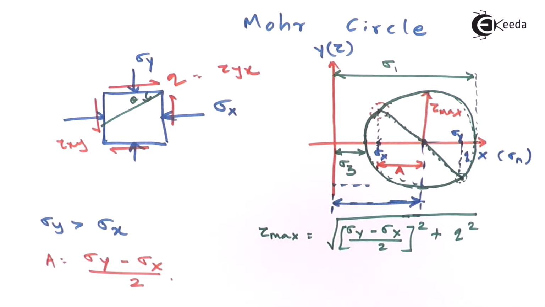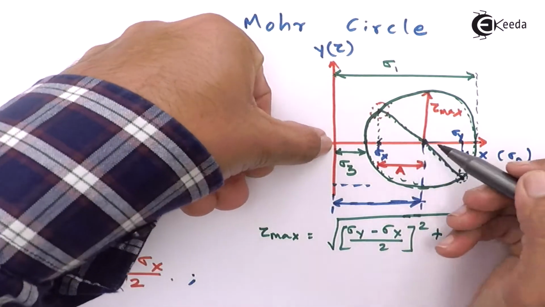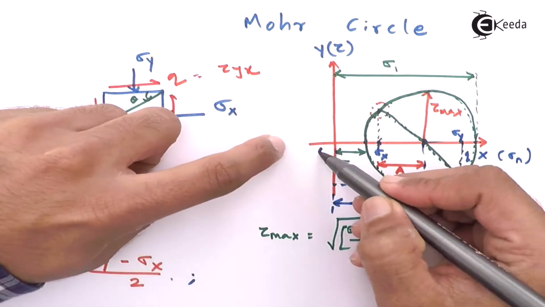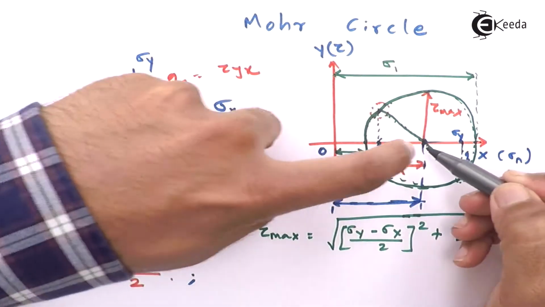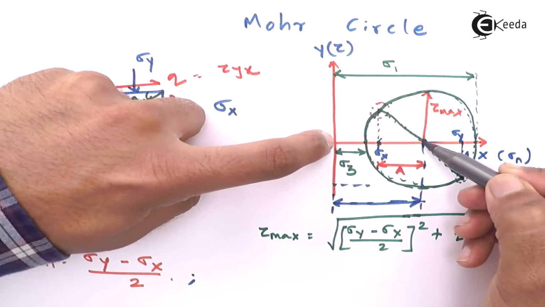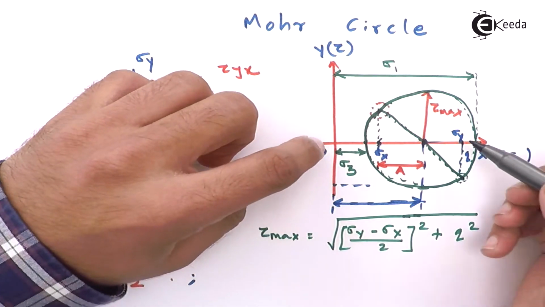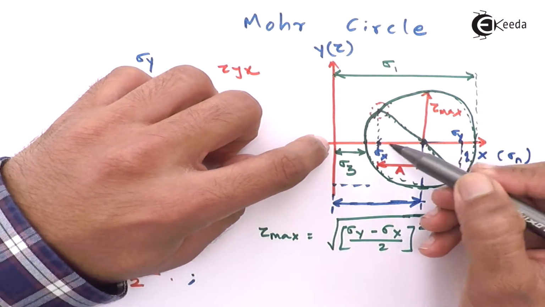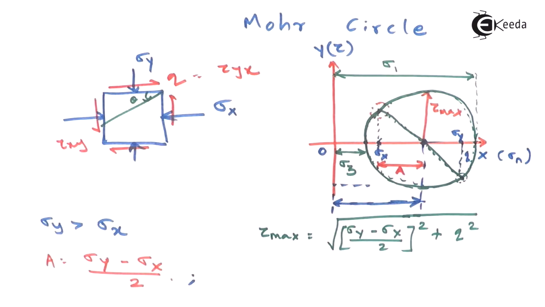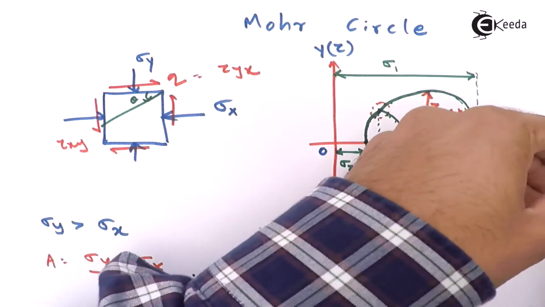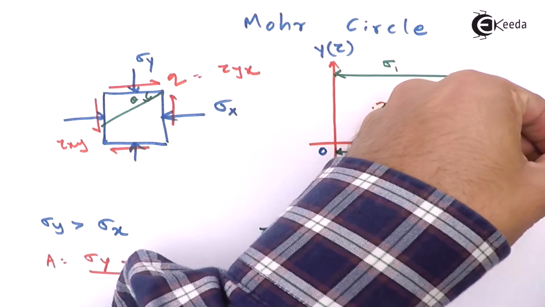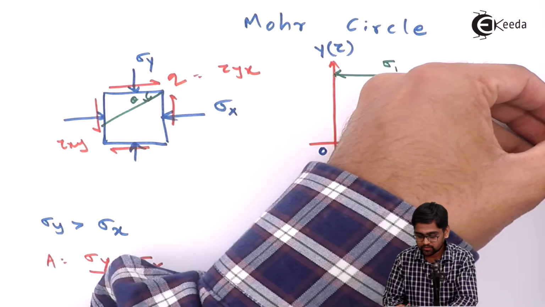So sigma x plus a. If you add the sigma x value to a, you will get the distance from the origin point O. So this distance plus the radius of the circle, you will get sigma 1, and this distance minus the radius of the circle, you will get sigma 3. So I'll write a very general expression for the major and minor principal stress from the Mohr circle as follows.